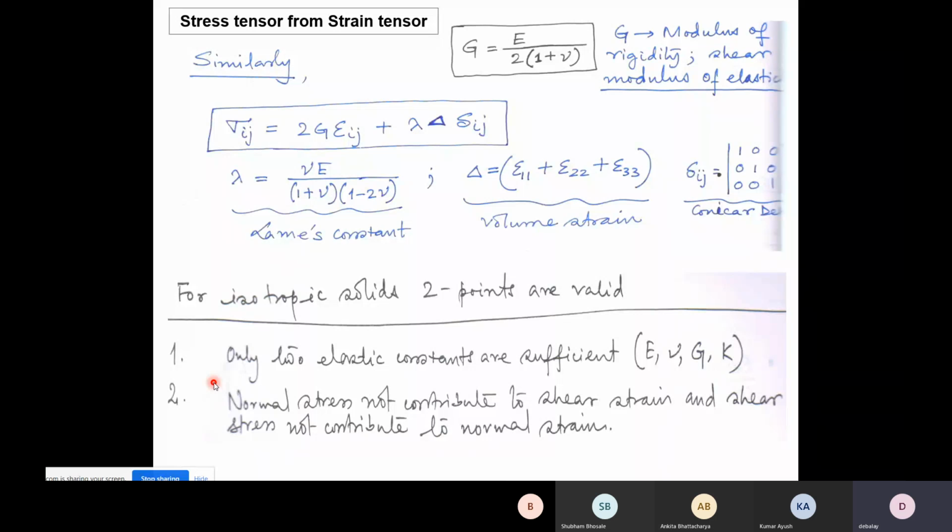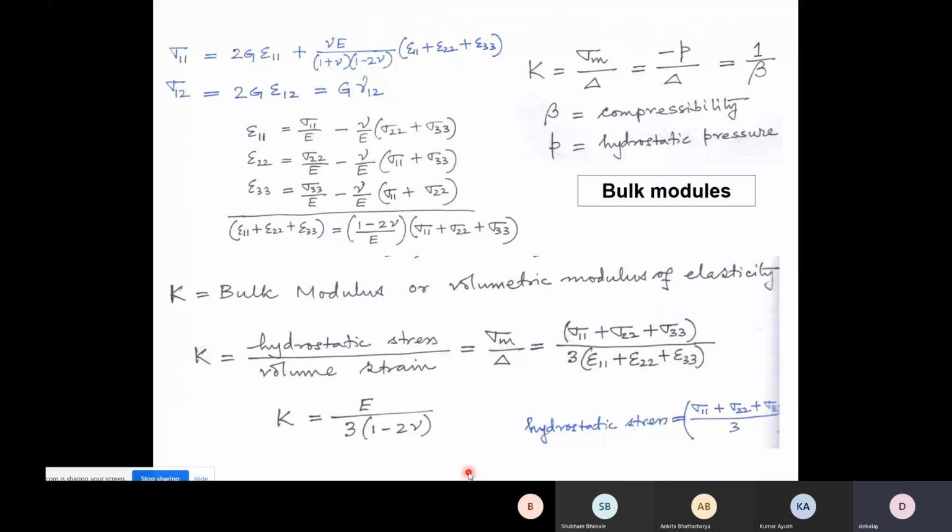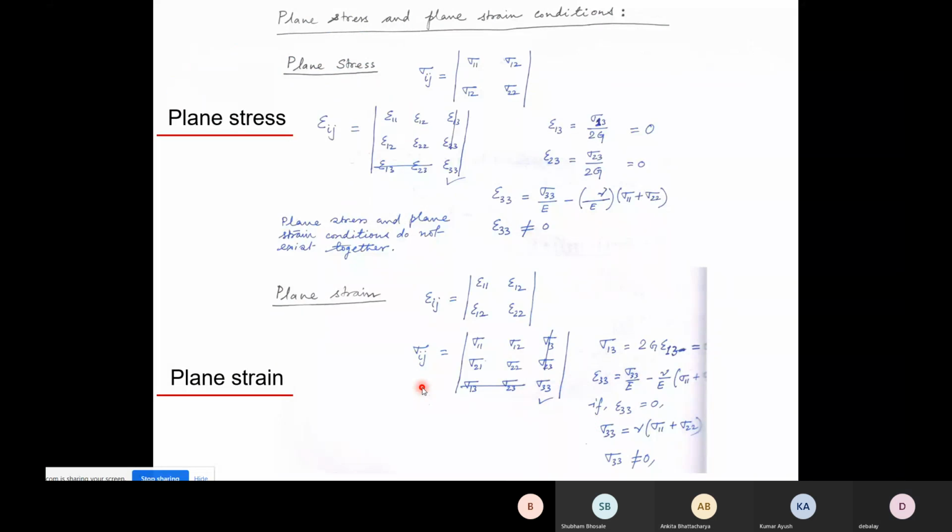Here we are proving that volume strain equals sigma 1 plus sigma 2 plus sigma 3 normal strain, as we have derived already. Here we are deriving the bulk modulus as a ratio of hydrostatic stress by volume strain, that we have done already. This is an interesting and important understanding.